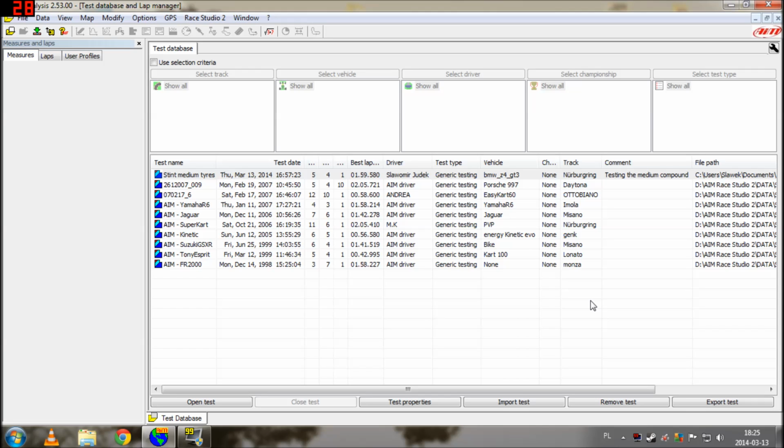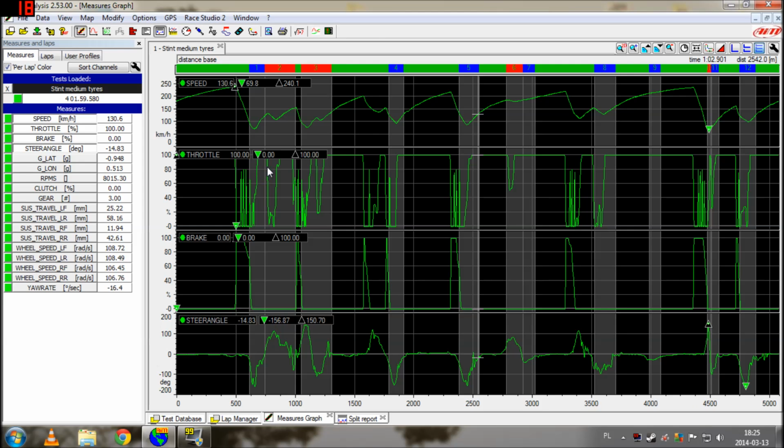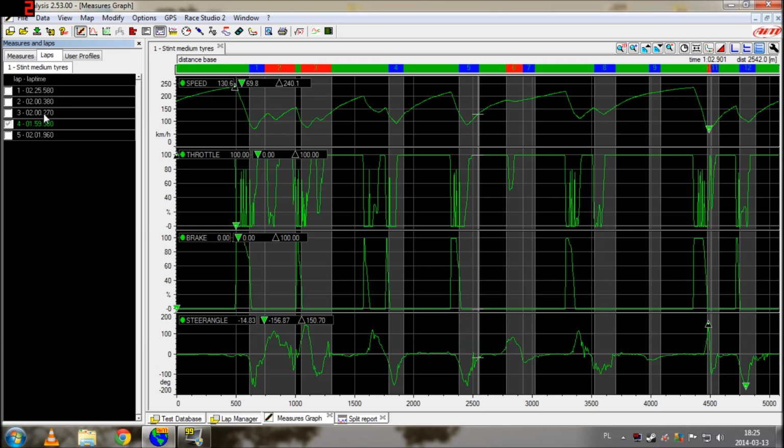So let's start. Here I have my one stint around the Nürburgring. Let's load the file and take two different laps. The green one is the fastest, and let's take another lap, let's say this one, which is 2:00.3, and here we have 1:59.5. So the gap is roughly 8 tenths of a second.